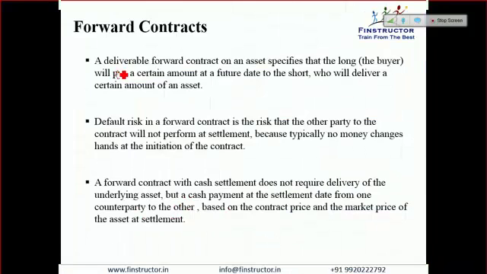So a deliverable forward contract on an asset specifies that the long, or the buyer, will pay a certain amount at a future date to the short, who will deliver or sell a certain amount of the asset for a pre-decided price. So we'll pay a fixed amount at a future date. Default risk in a forward contract is the risk that the other party will not perform at settlement, because typically no money changes hands at the initiation of the contract.